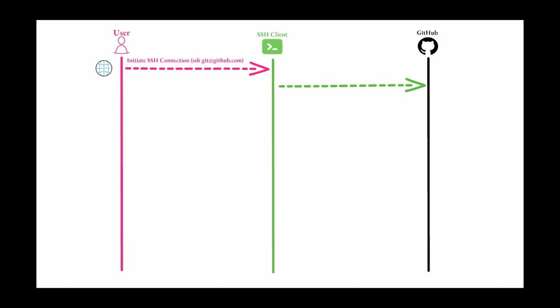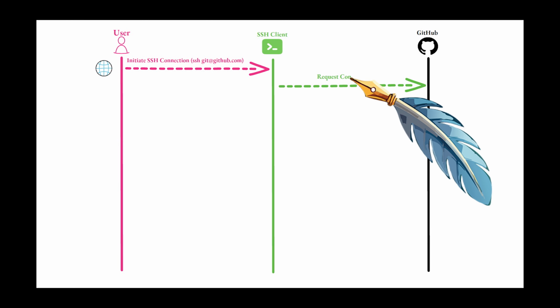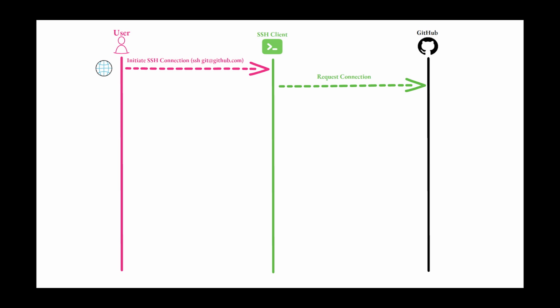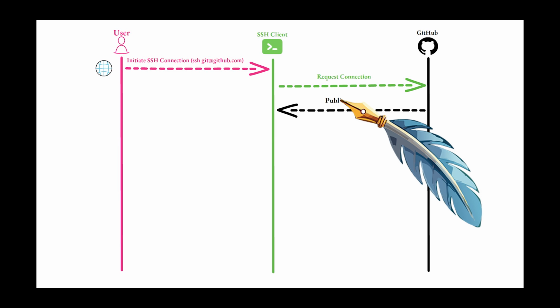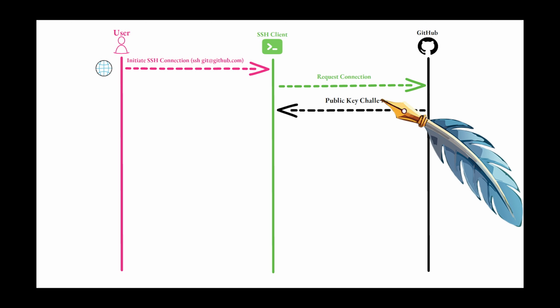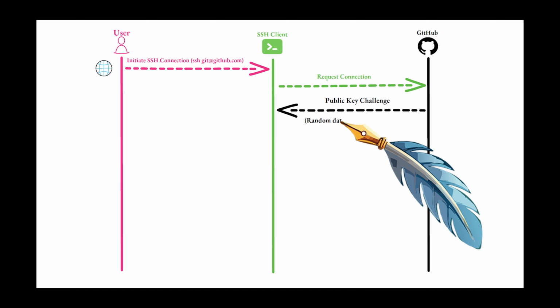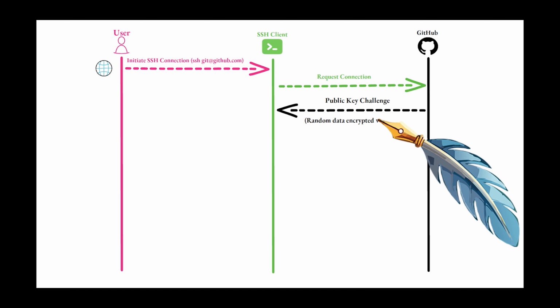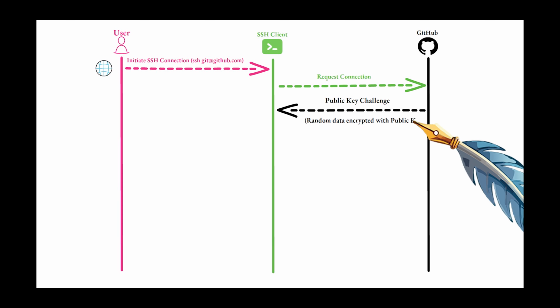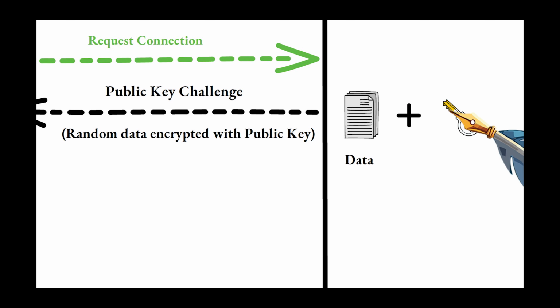Following the initiation, the SSH client sends a connection request to GitHub. This step is essentially the SSH client reaching out and saying, "Hey, GitHub, I would like to start a secure session with you." GitHub then responds to the connection request by sending a public key challenge to the SSH client. This challenge consists of random data encrypted with the user public key, which GitHub already has on file. The purpose of this challenge is to verify the identity of the user. As you can see, GitHub uses the public key to encrypt the data.